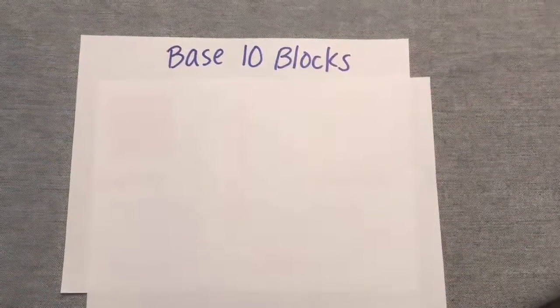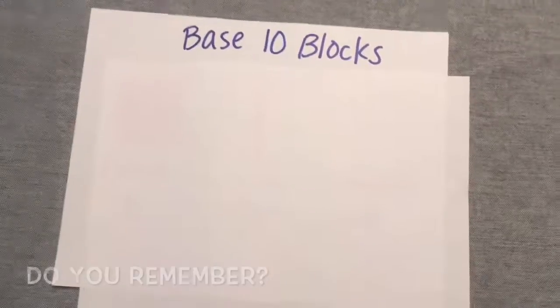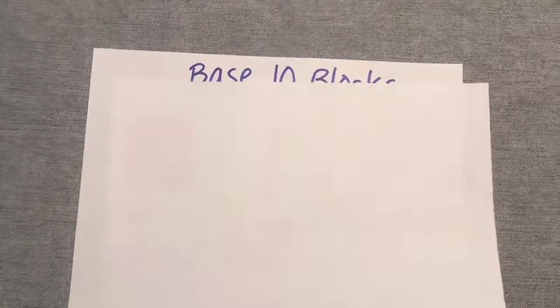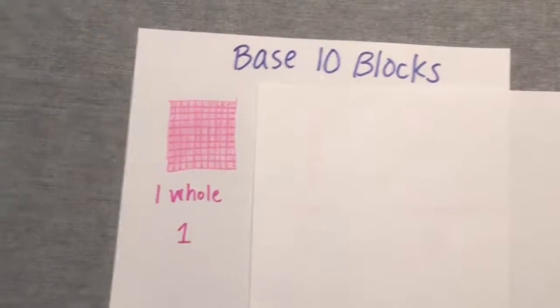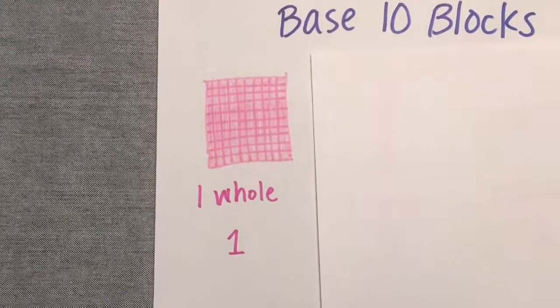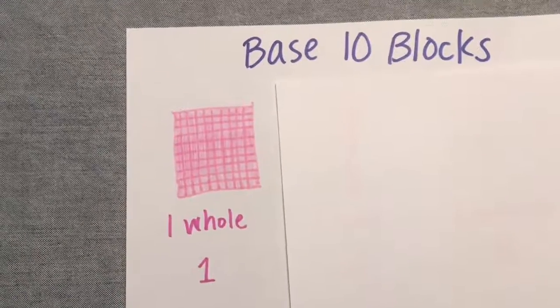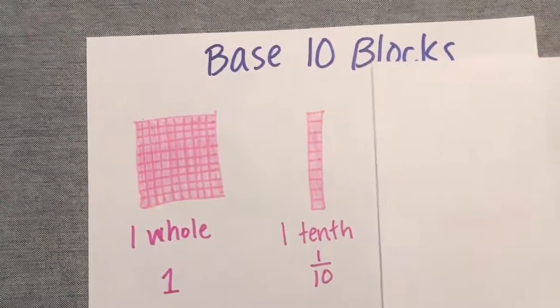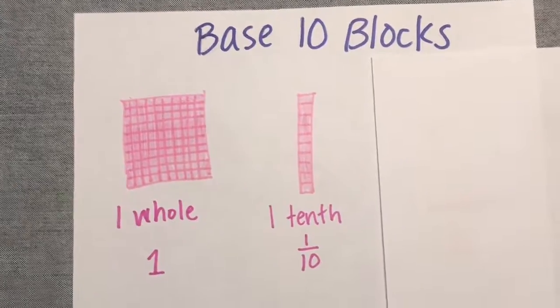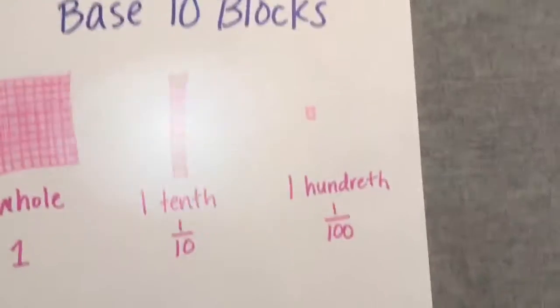Let's start over here. Base 10 blocks. Remember when we made the connection to base 10 blocks? We used to think about a flat as representing 100 pieces, but now we're going to have it represent one whole. Therefore, we also need to think about our rod. That's going to be 1/10. And our unit is going to be 1/100th.